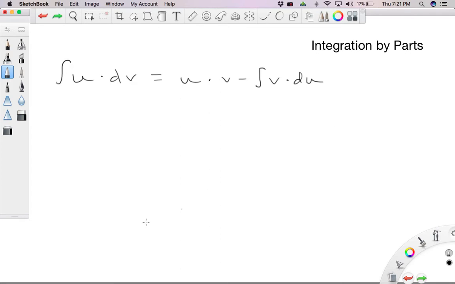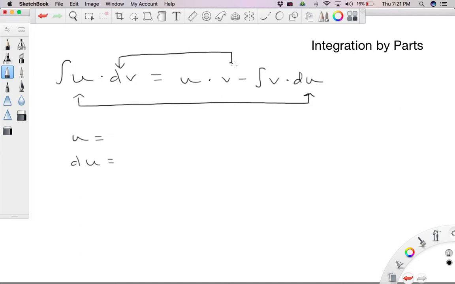So if you notice in the formula, this u here, if we look down here at the very end, there's a du. So that means whatever we choose to be u, we need to be able to find the derivative of u. And again, if you notice that this dv right here on the left has a corresponding v, actually there's two of them. So basically we need to choose something called dv so that we can find the antiderivative of that function.